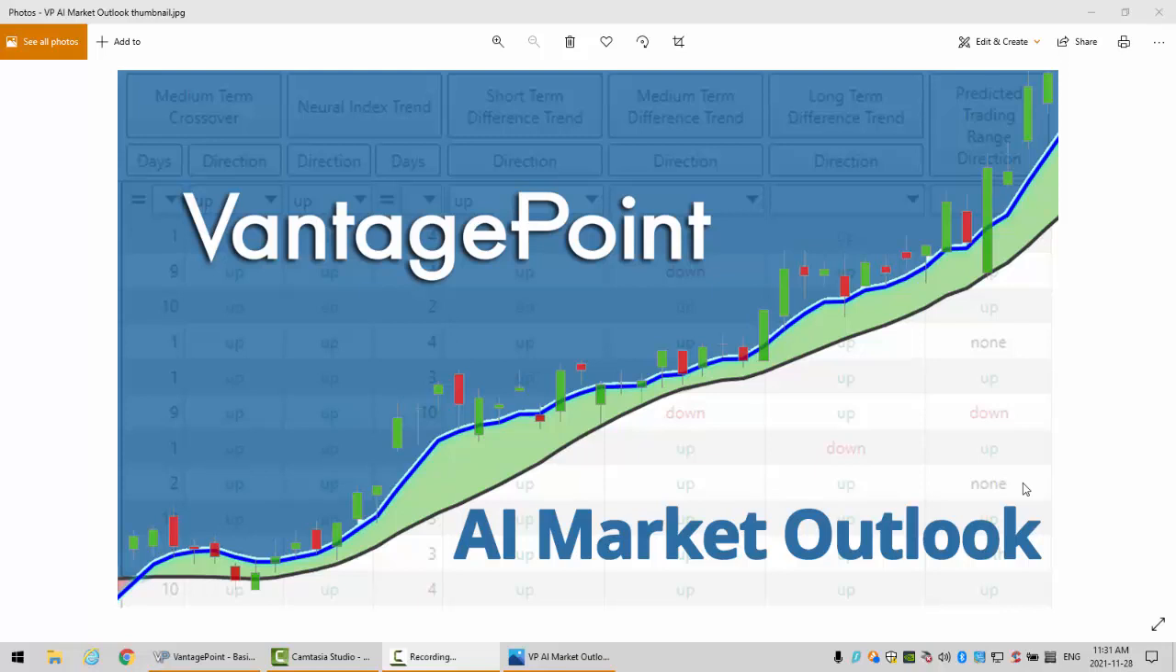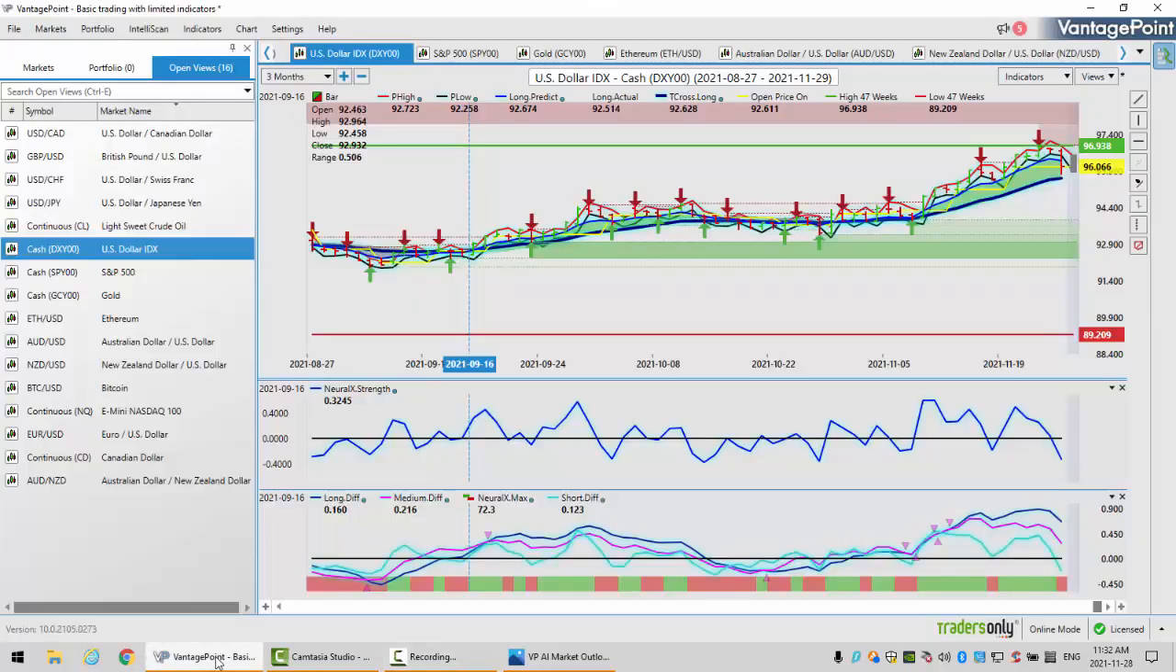My name is Greg Furman, and this is the VantagePoint AI Market Outlook for the week of November the 29th, 2021. Now, to get started this week, we're going to begin where we always do with that very important US dollar index.